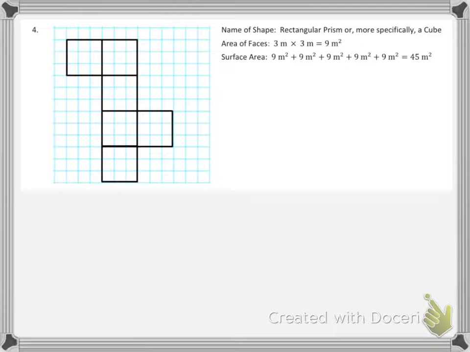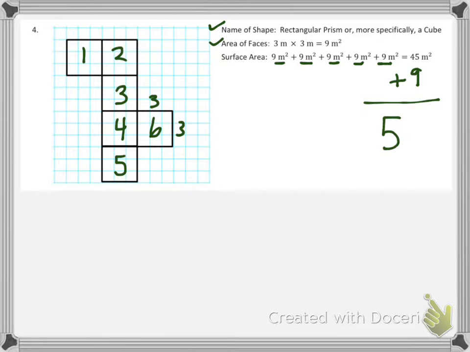That's right. Since all of the surfaces are squares, that would make a cube. And the area of the faces are 3 by 3. So that's true. 3 by 3 is 9, so the area of the faces is right. Name of the shape is right. And then, let's see, did they have 6 different ones? 1, 2, 3, 4, 5. They only added 5 faces, and there are actually 1, 2, 3, 4, 5, 6 faces. So we need to add 9 more to this total, which would give us 54 square meters is the correct answer.